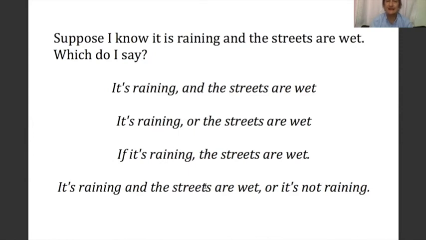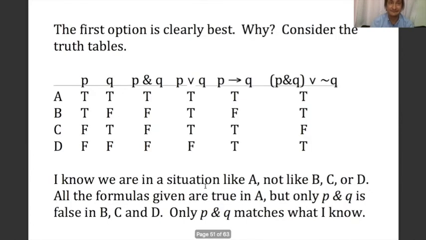I could say it's raining or the streets are wet. I could say if it's raining, the streets are wet. I could say it's raining and the streets are wet, or it's not raining. All of these would be true things to say, but it's very clear which one is the best. The first one, and. Why? Well, let's look at the truth tables and see.